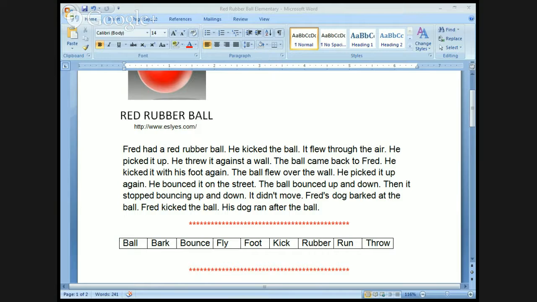Or you could just say that Fred is playing with his ball and his dog barked at the ball as it bounced up and down. Just anything that you can think of and you can quickly say to let your listener know that you understood what this story is about.